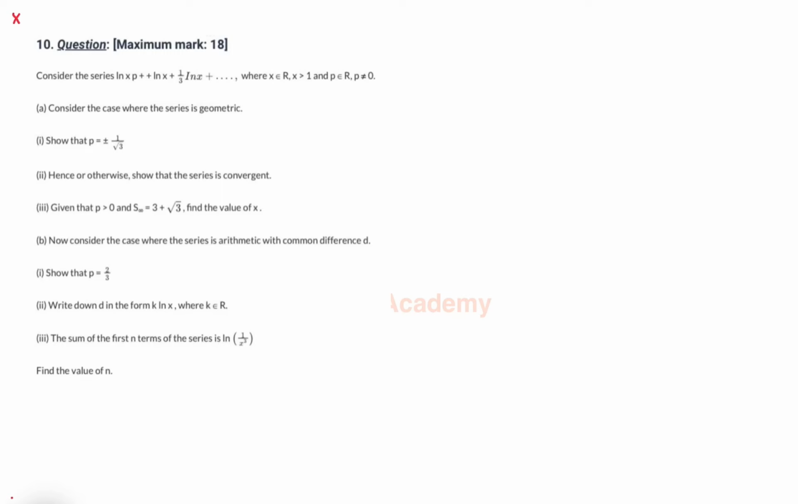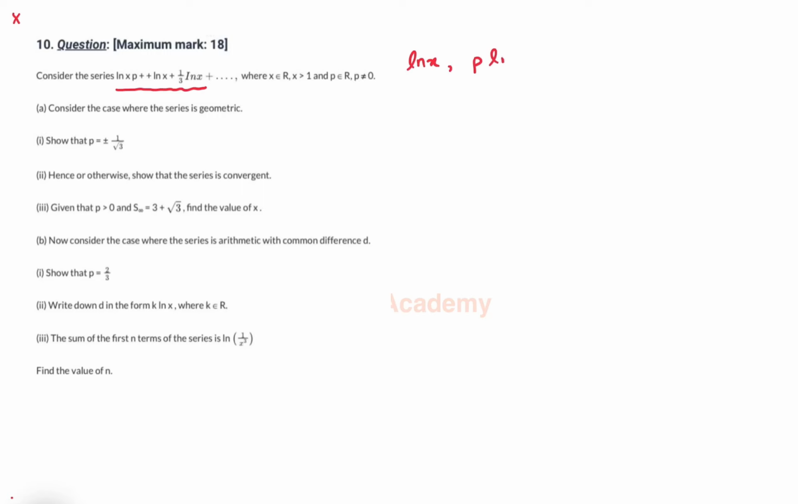Hello friends. So we have a question on geometric progression and arithmetic progression. In the question we have been given three terms and it is told in the A part that these three terms are in geometric progression. There is a slight correction in this.